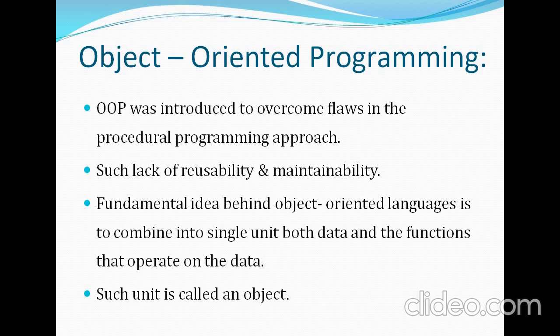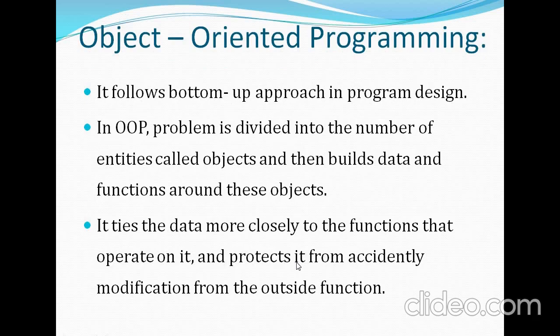Whereas in the C programming language, data is stored separately and functions are stored separately, and all the functions have access to global data. In object-oriented programming, variables and functions are placed into a single unit, which is called an object. It follows a bottom-up approach in programming design.